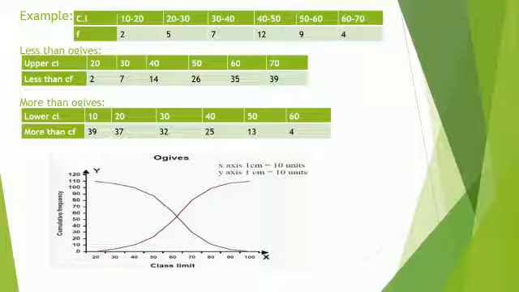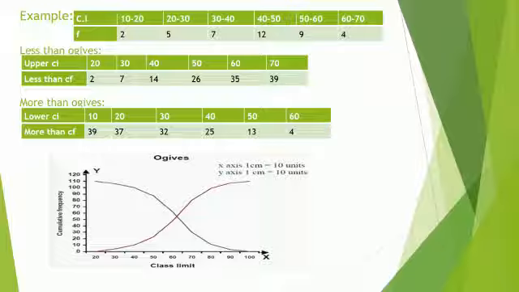First, less than ogive means you have to use the upper limit of the class interval. In the first class interval 10 to 20, 10 is the lower limit, 20 is the upper limit. Less than ogive means you use only the upper limits. The first upper limit is 20, second is 30, third 40, 50, 60, 70. And find the less than CF.